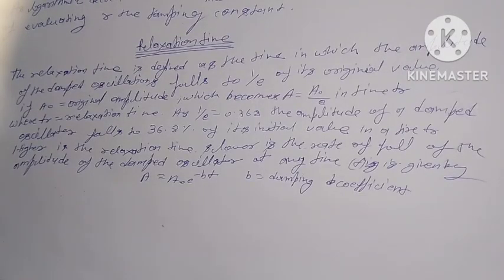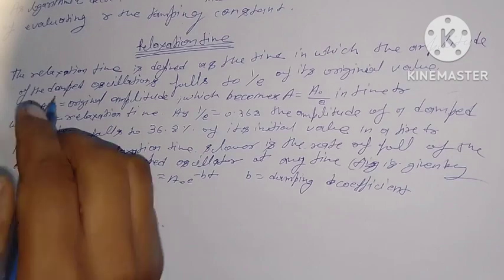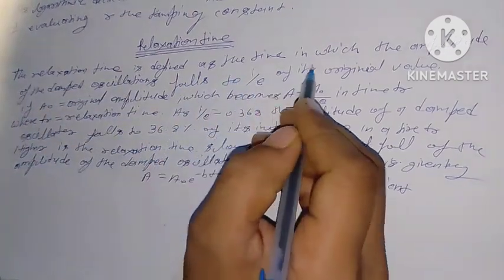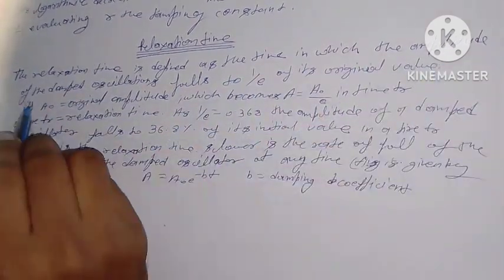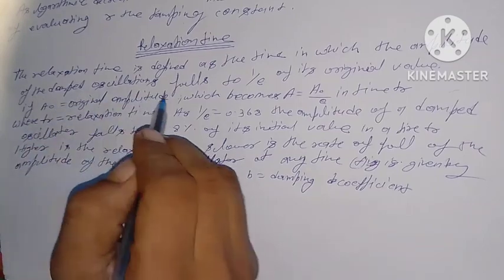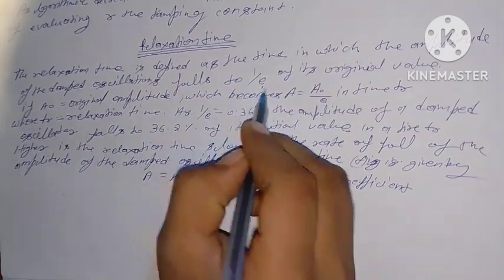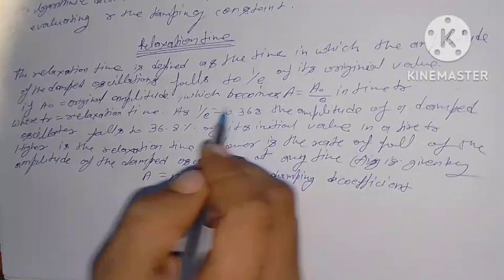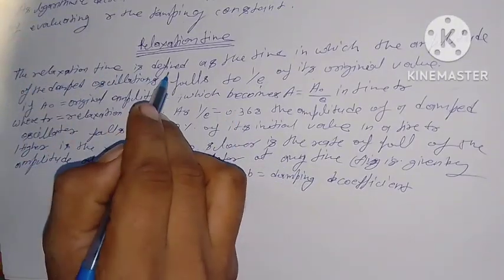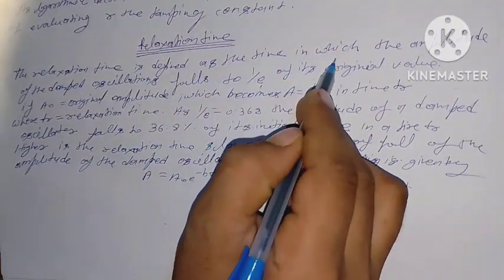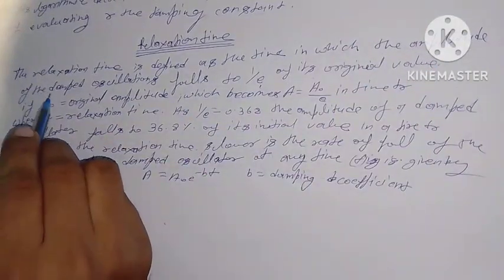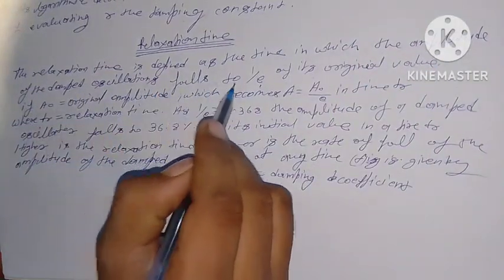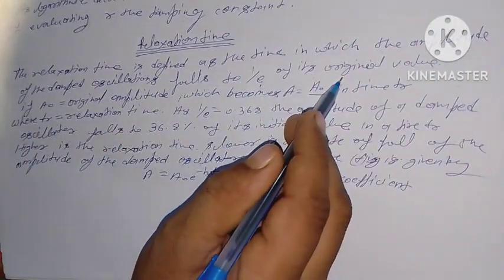What is relaxation time? The relaxation time is defined as the time in which the amplitude of the damped oscillations falls to 1 by e of its original value.